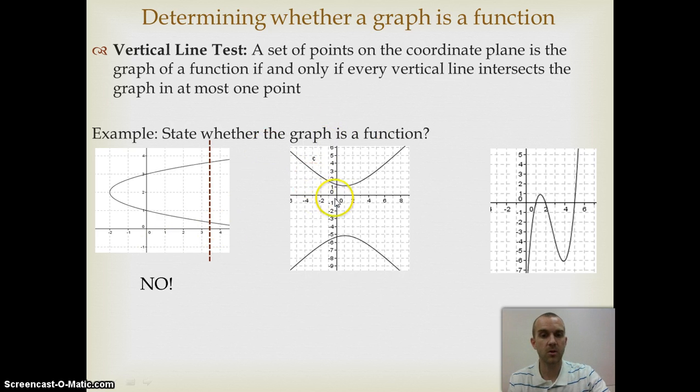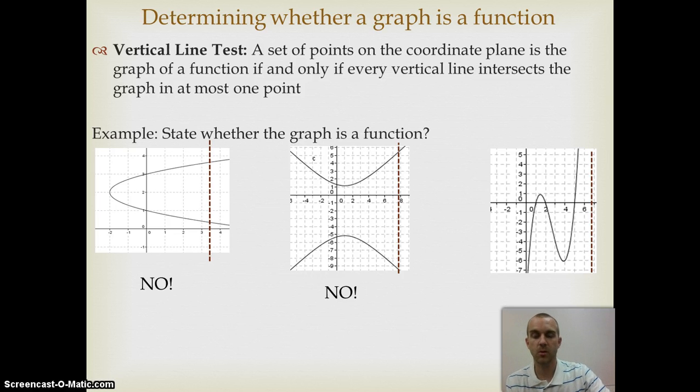Here, as I run my vertical line through this hyperbola, I'm continuing to hit that graph at two places again. Since the vertical line hits at two places, that is not a function. And finally, I look at this final graph and I run my vertical line through it. In this case, each time my vertical line touches a portion of the graph, it hits it exactly one time. So that will be a function. It can only touch the graph exactly one time at each location.